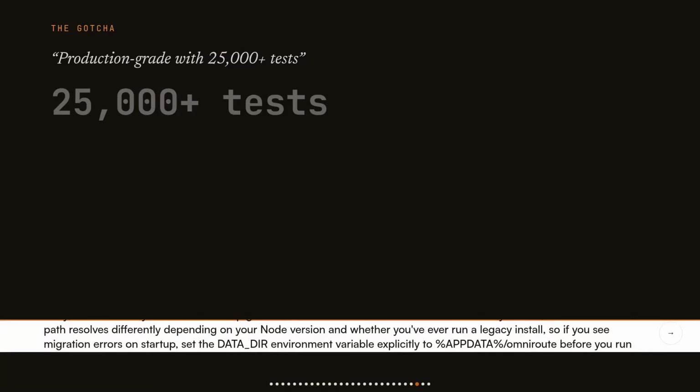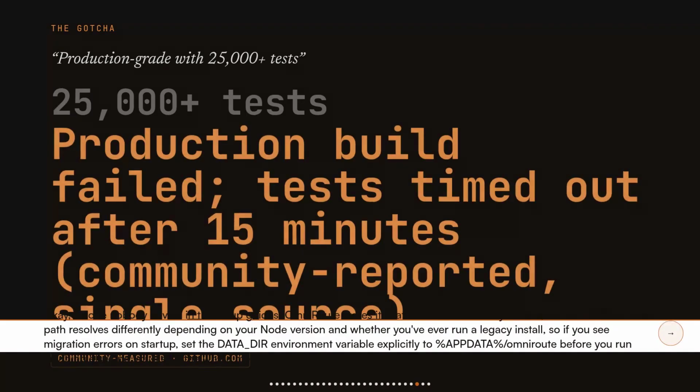Okay, so one nobody covers in the setup guides. OmniRoute stores its data in /OmniRoute by default, but on Windows that path resolves differently depending on your node version, and whether you've ever run a legacy install. So if you see migration errors on startup, set the data environment variable explicitly to %appdata%/OmniRoute before you run anything else, and you'll skip the whole mess.